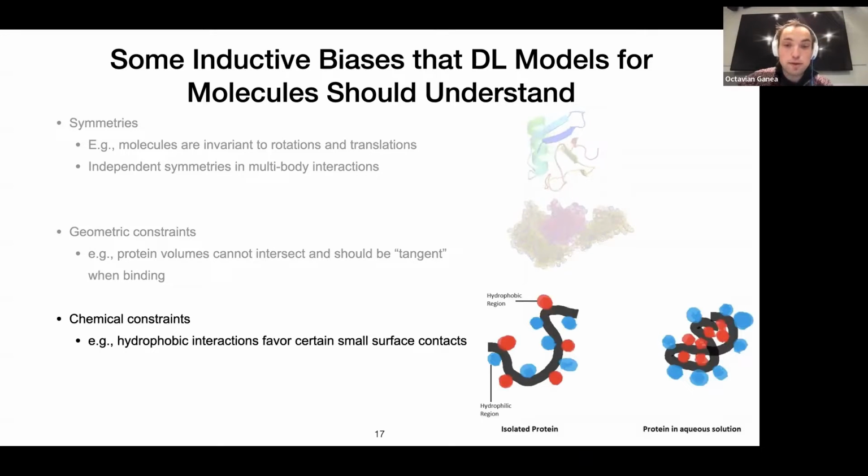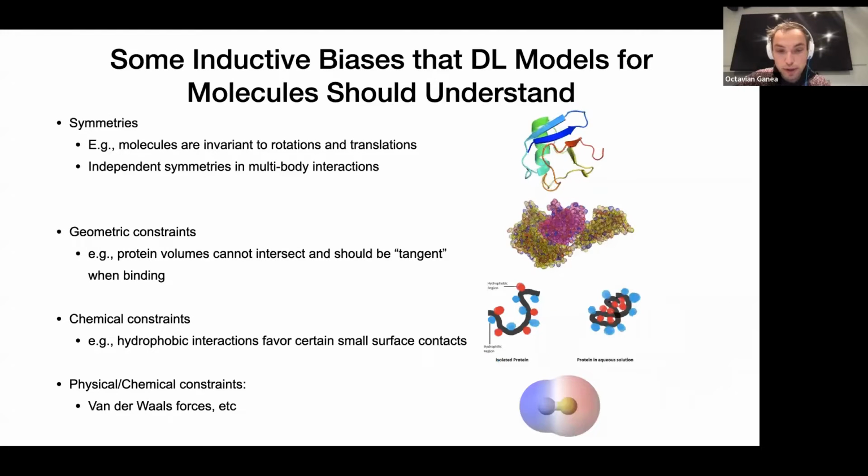We also have chemical constraints. We know certain residues are more hydrophobic and others are more hydrophilic. The hydrophobic ones want to minimize their contact with water molecules, which surround proteins in the human cell. So what happens is that these hydrophobic residues tend to cluster, and in this way they minimize their surface contact with water molecules. This aspect is important both for protein folding and for protein or molecular interactions.